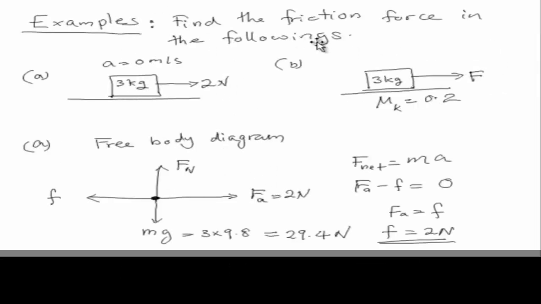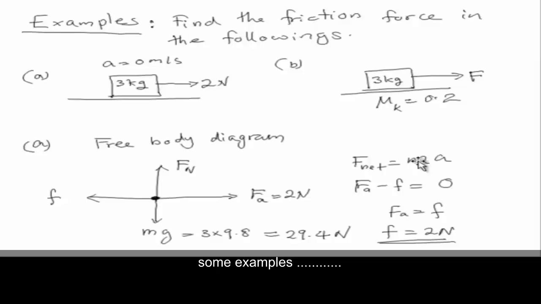So these are some examples. Find the friction force in the following. We have a 3 kilogram block and the applied force is 2 newtons. There is no acceleration. First we start with the free body diagram. We have normal force, weight, then the applied force and the friction force.